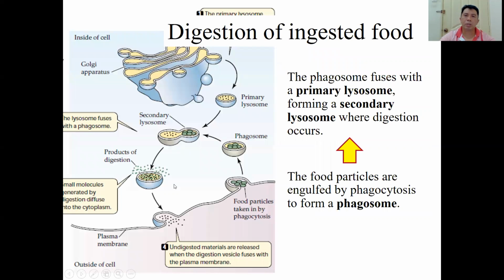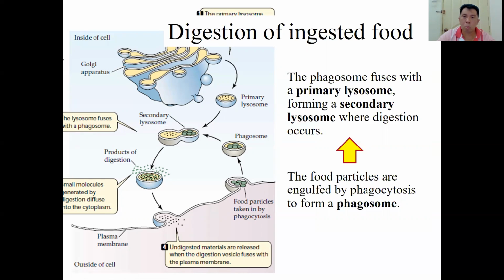Now look at the digestion of ingested food. The phagosome fuses with a primary lysosome. That means before that, the cell engulfs food particles to form the phagosome. Then the phagosome fuses with the primary lysosome. When we describe the function of the lysosome, we use primary lysosome and secondary lysosome. Once the phagosome fuses with the primary lysosome, they form the secondary lysosome.